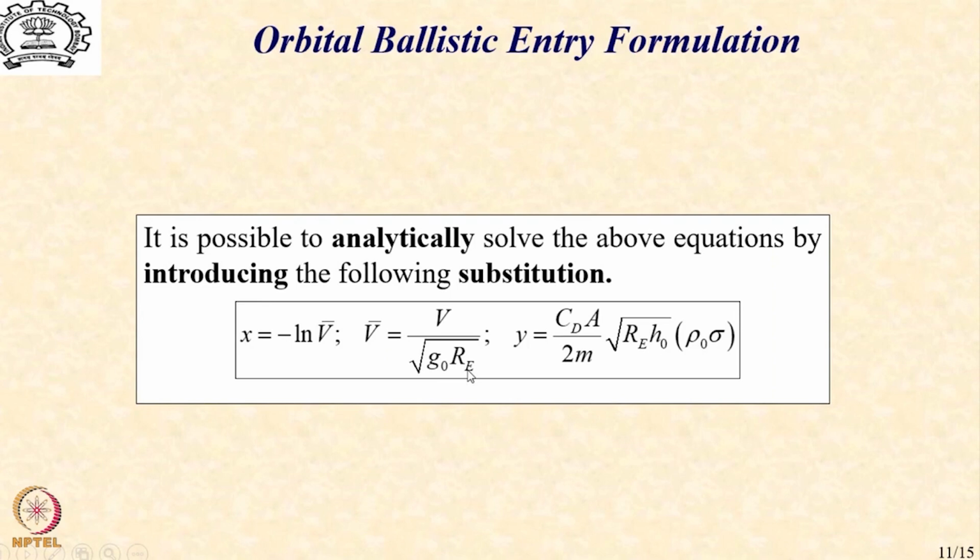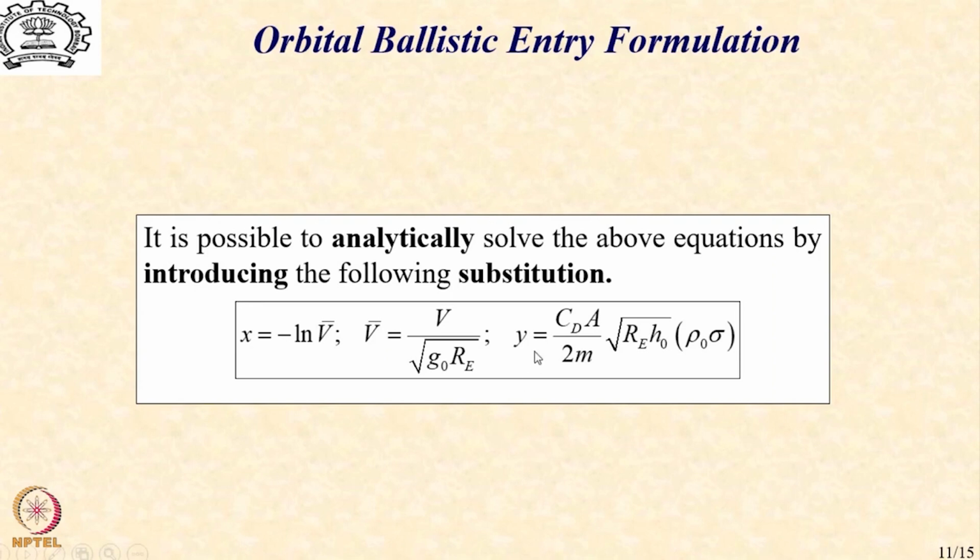Here let me make a mention that this normalization of v with respect to a parameter called root of g0 re enables the values of v to be in a reasonable range between, let us say, 0 and 1, because root of g0 re is nothing but the circular orbital velocity at a specific altitude, that is surface of the earth.